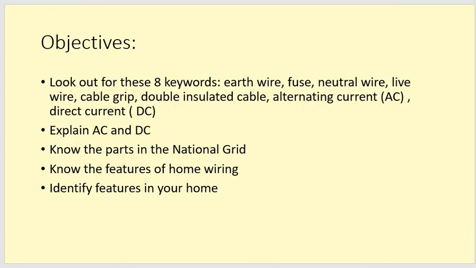So you've got some objectives today. Of course, you have got 8 keywords to look out for during this presentation. You need to find out how they are used, what they mean, and be able to explain them appropriately yourself. 2 key ones are alternating current, which is sometimes called AC, and direct current, sometimes called DC. The others are wires and parts of plugs.